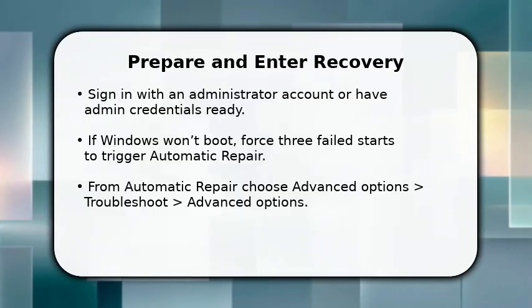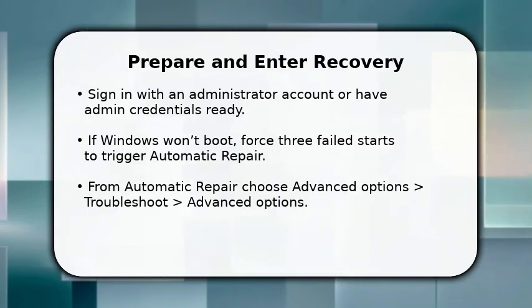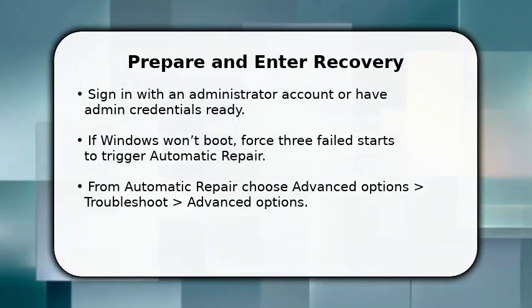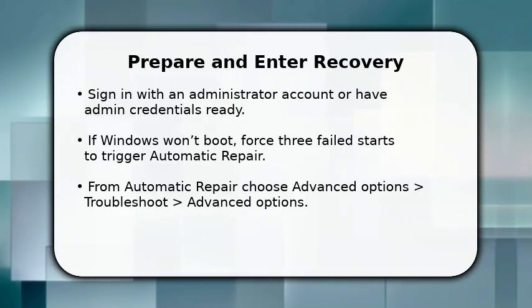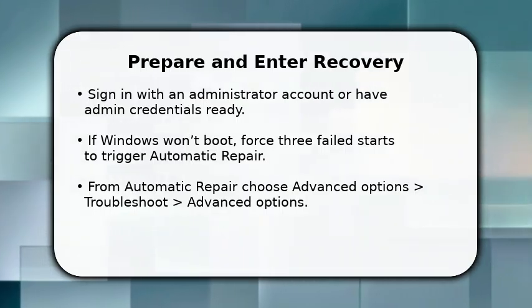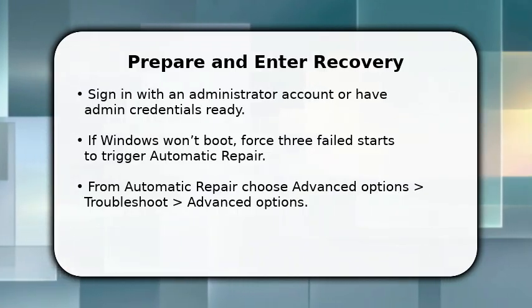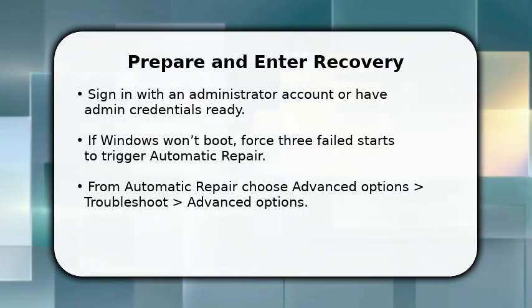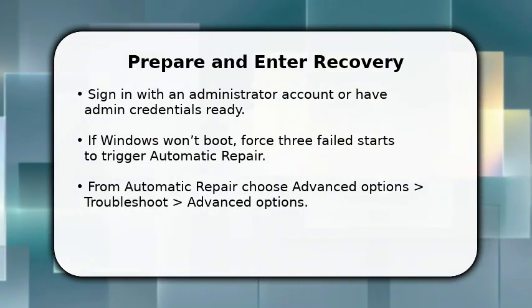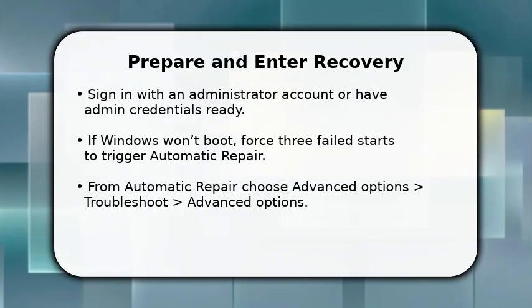You need admin rights and a restore point available. Once you have that, get into the recovery environment. If Windows boots, open Settings, Update and Security, Recovery, and restart now under Advanced Startup. If it won't boot, force restart 3 times to trigger automatic repair, then choose Advanced Options. This gets you precisely where System Restore lives.